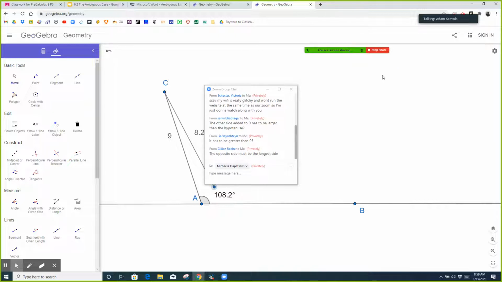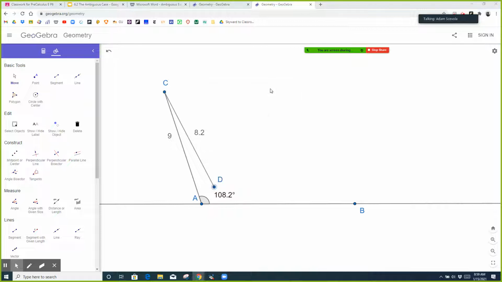Nice. So I see people sending me private messages. And most people are saying, yeah, the opposite side has to be longer than the adjacent side. All right, and I can illustrate that by making a circle.